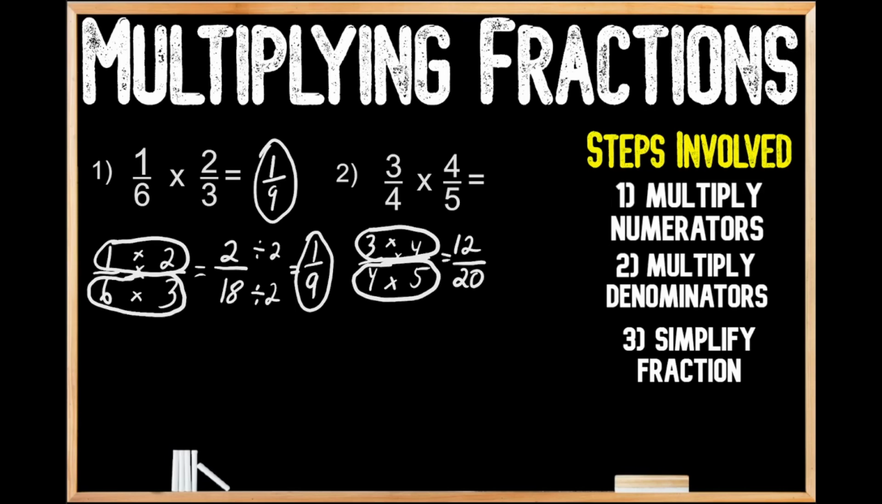We can see here that both 12 and 20 are multiples of 4, so we're going to divide both the denominator and the numerator by 4 in order to simplify this fraction. When we divide 20 by 4, we get 5, and when we divide 12 by 4, we get 3 for 3/5. So when we multiply 3/4 times 4/5, we get the fraction of 3/5.